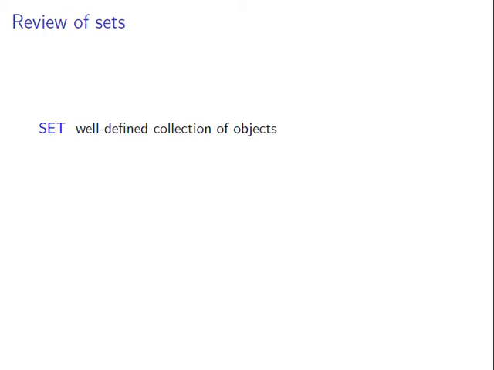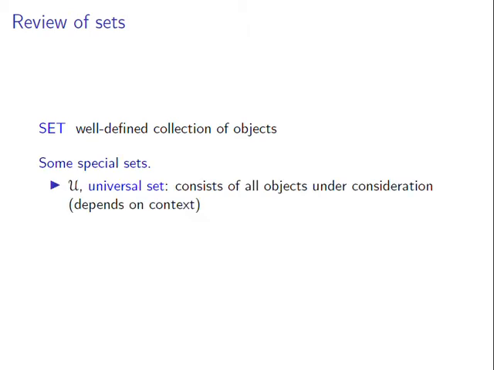A set is a well-defined collection of objects. Some special sets which we shall frequently refer to are the universal set, which, depending on the context of study, consists of all objects under consideration. Whenever applicable, we will always specify the universal set that we will use. The null set or empty set is the set with no element. Throughout this course, we will denote the universal set by the cursive letter U and the empty set by a circle bisected by a diagonal line.